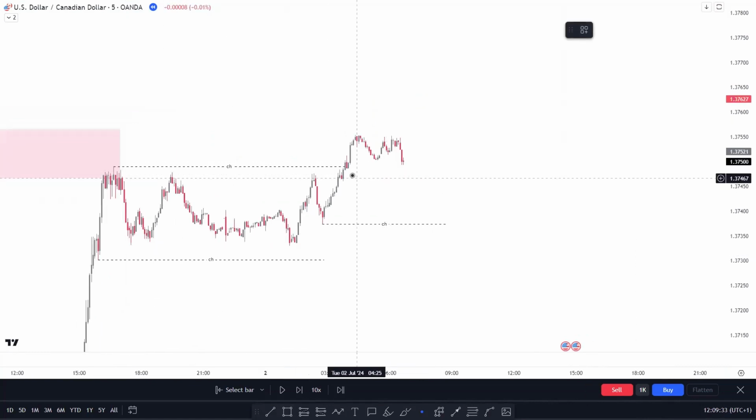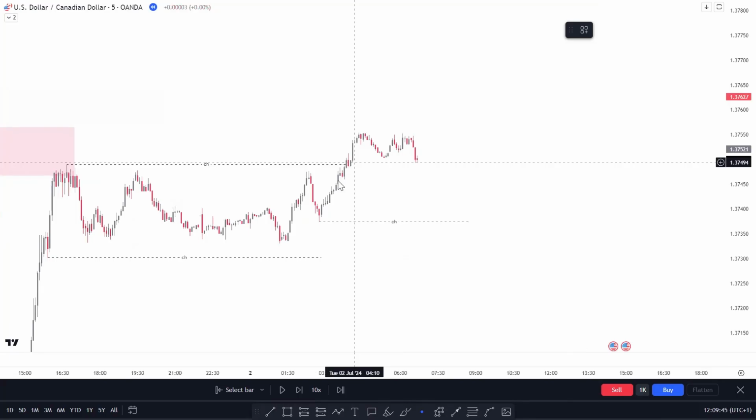Technically, this one is a valid pullback, but it's a really minor pullback. So when the market breaks this structure here, it doesn't necessarily mean that the market will go down. So I always recommend you wait for the market to take out a bigger pullback like this one here. If you compare this pullback and this one, this pullback is stronger.